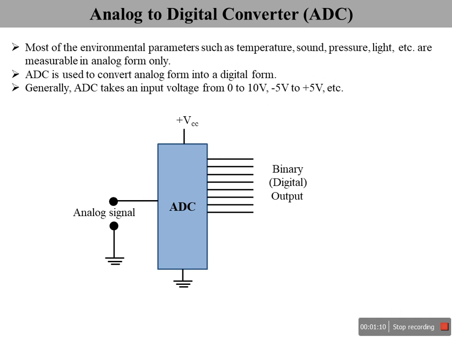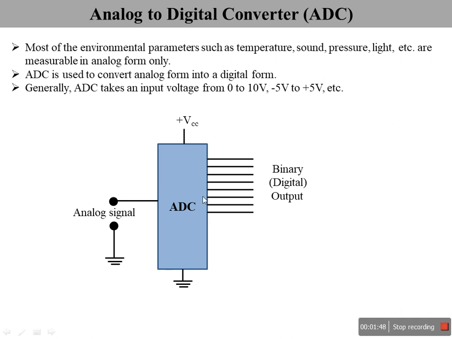So there should be a tool which will convert an analog signal to a digital signal. Here we have the ADC as a module which is used to convert analog form into digital form. Generally an ADC takes an input voltage from 0 to 10 volt or minus 5 volt to plus 5 volt. So this is a typical block diagram of an analog to digital converter, which takes the analog signal here, takes a positive power supply, and one side is grounded.